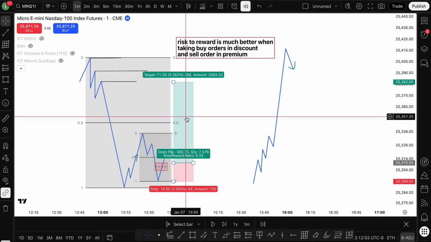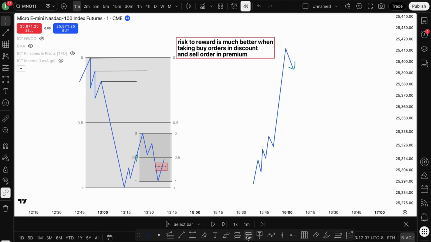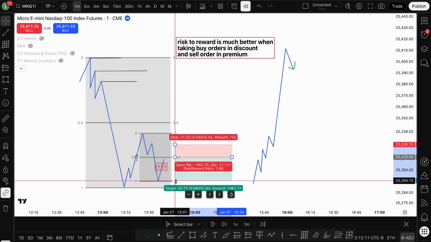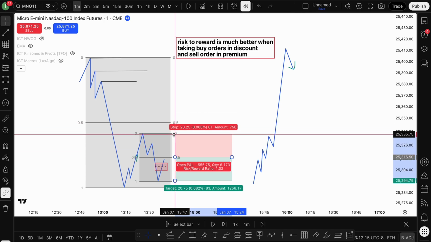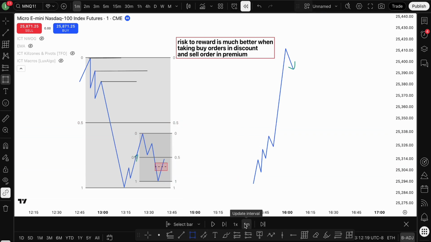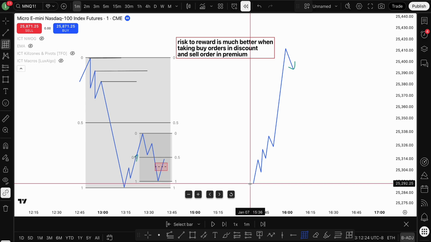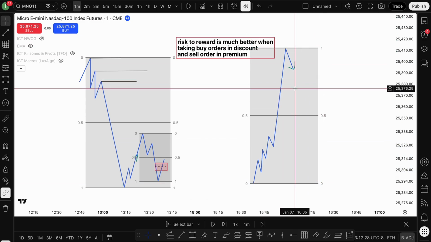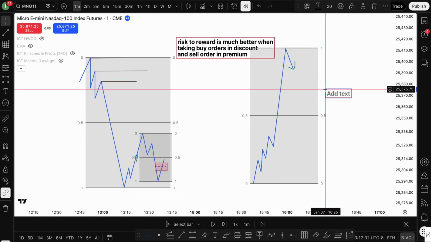Now, if you're looking to short in discount, it just doesn't make any sense. I just don't know why you would do this, right? Now, with this example right here, we have our swing low to swing high. So now we're in premium, right? We are in premium.